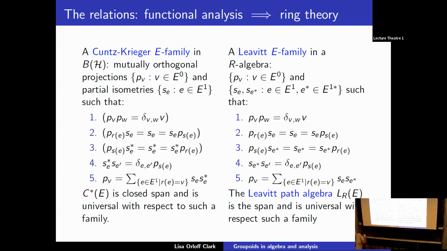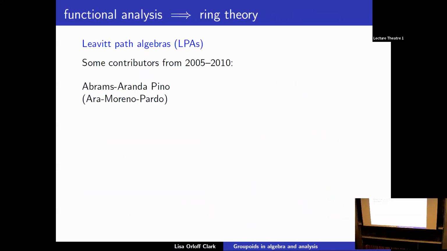Just using a free algebra where you quotient out by the relations. And yes, this is called, and we'll use the notation L_R(E) for, the Leavitt path algebra. So just to name some contributors in this area. They were first introduced around 2005, and I've put the first two papers where they're credited as being introduced.